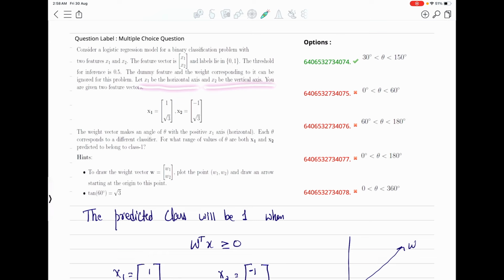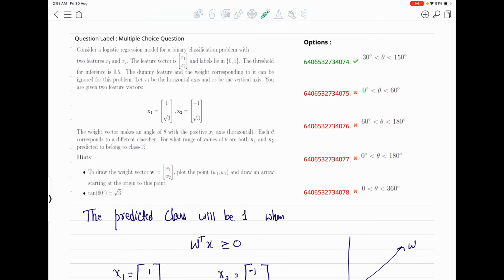Let x1 be the horizontal axis and x2 be the vertical axis. You are given two feature vectors, that is x1 which is this and x2 which is this. So we have two feature vectors in the form of x1, x2. The weight vector makes an angle theta with the positive x-axis, that is the horizontal x-axis. Each theta corresponds to a different classifier.